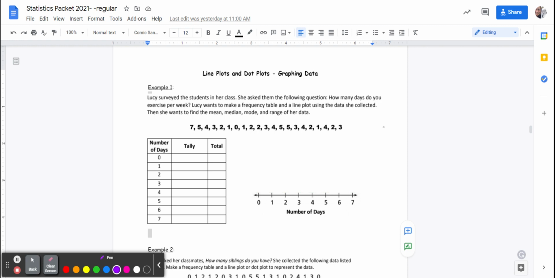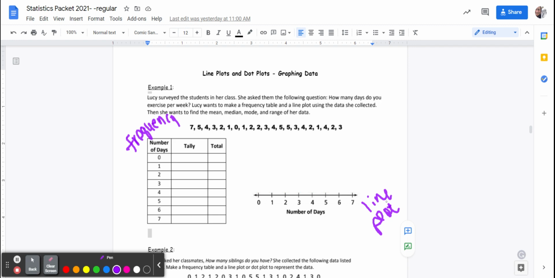So she's going to use a frequency table, and that's what this is here, a frequency table. Frequency means how frequently someone does something or how frequently something happens. Then we're going to make a line plot here, and this will be our line plot. Some people also call it a dot plot because of the dots.